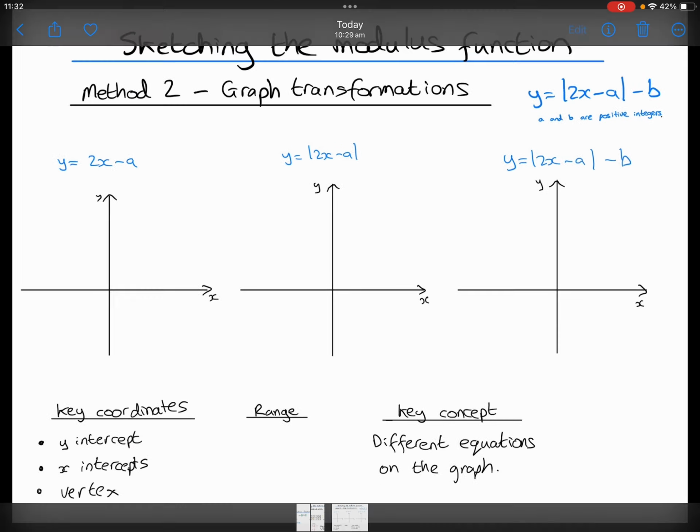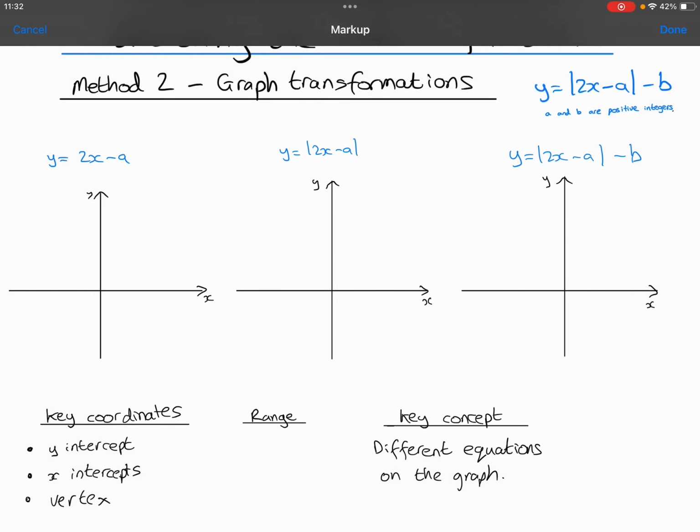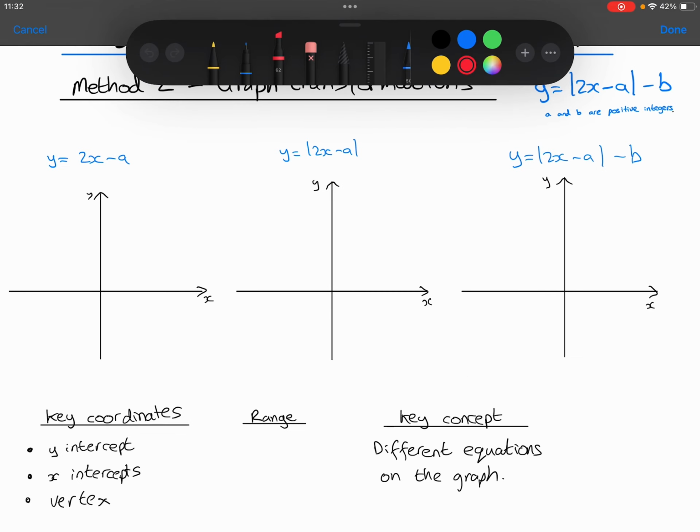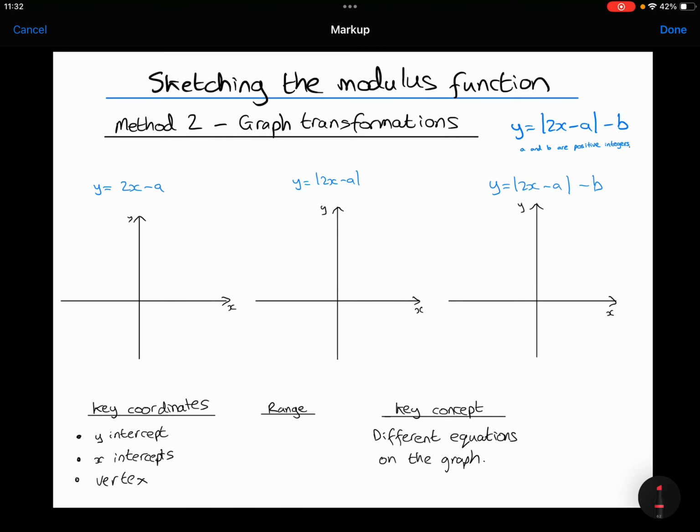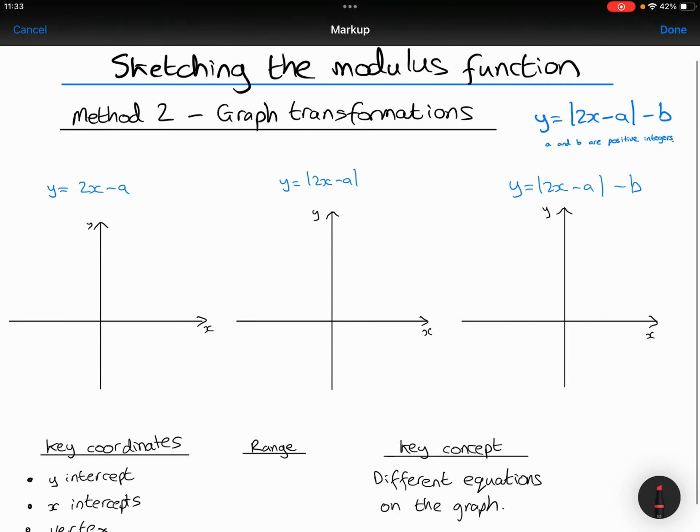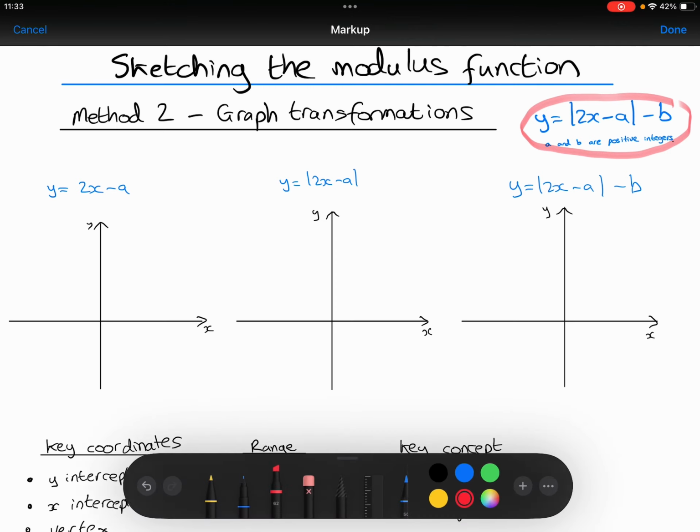Right, let's have a look at another way that we can sketch the modulus function. And we're going to do this with the idea of graph transformations. Because this time we're going to draw this graph: y equals the modulus of 2x minus a, minus b, where a and b are positive integers. So I couldn't do a table of values of this because I don't know what a and b are. So we're going to do this via graph transformations.